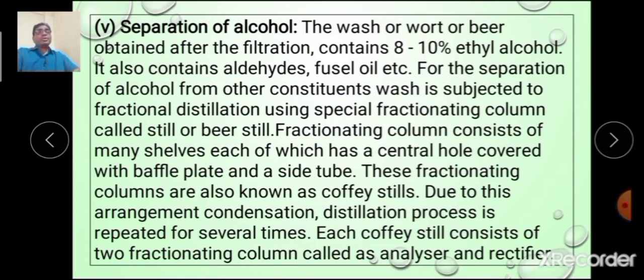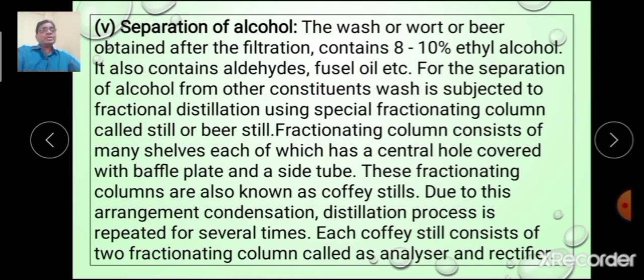For the separation of alcohol from other constituents, the wash is subjected to fractional distillation, because this must be done by fractional distillation only. Simple distillation is not suitable for the separation. This is done using special fractionating columns called steel columns, or beer steel column. The fractionating column consists of many cells.